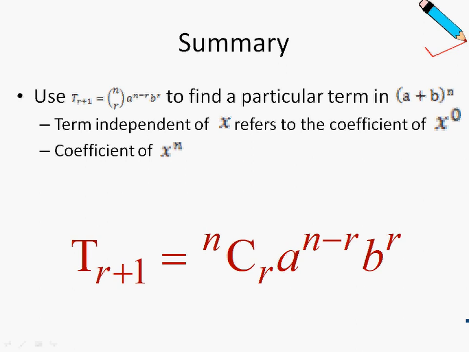So just to summarize, in this part of the chapter, we want to make use of the general term to help us find particular, more complex forms of binomial expansion. So for example, we want the term independent of x, and for example, we want the coefficient of x to the power of something. So once again, take note of this formula over here. I strongly recommend you copy this down, and I also want to highlight that once again, the term independent of x refers to the coefficient of x to the power of 0. This is very important. See you for now.